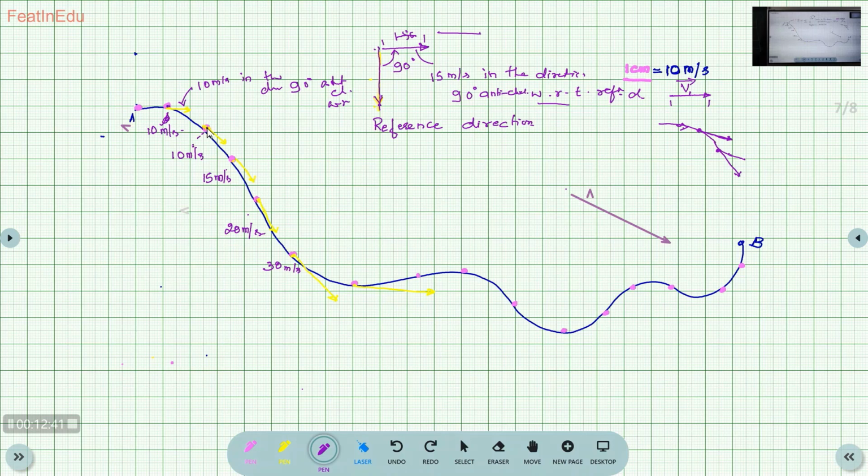Yes, sir. Now what about this? What is the velocity at this point? Use your common sense. You will tell correctly. Don't worry. 10 meters per second, in the direction 90 degrees.